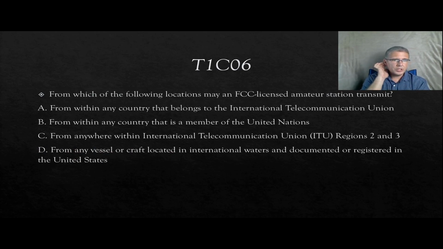6. From which of the following locations may an FCC licensed amateur station transmit? A. From within any country that belongs to the International Telecommunication Union, or ITU. B. From within any country that is a member of the United Nations. C. From anywhere within International Telecommunication Union Regions 2 and 3. Or D. From any vessel or craft located in international waters and documented or registered in the United States.